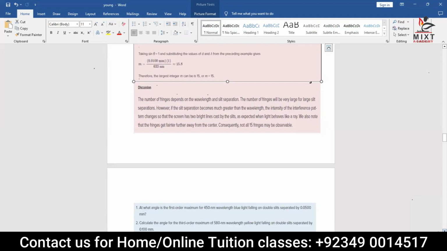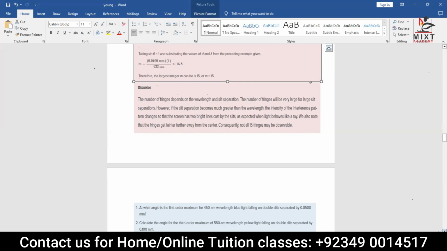At what angle is the first order maximum for 450 nm wavelength blue light falling on a double slit separated by 0.500 millimeters? First order means n is equal to 1. Maximum means it's a bright fringe. Sometimes they use the words maximum and minimum for bright and dark, that is, constructive and destructive interference. So when they say first order maximum, it means they are talking about a bright fringe.